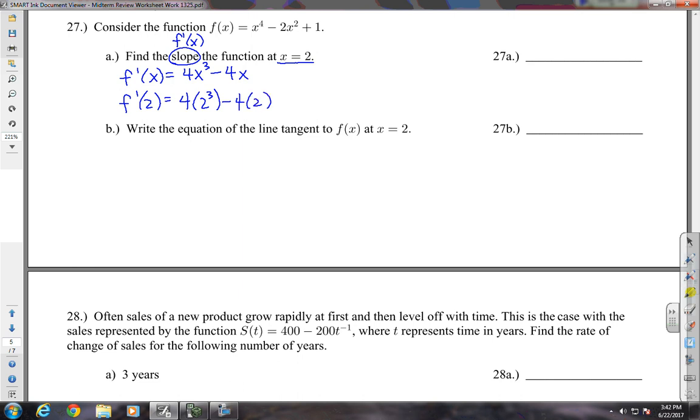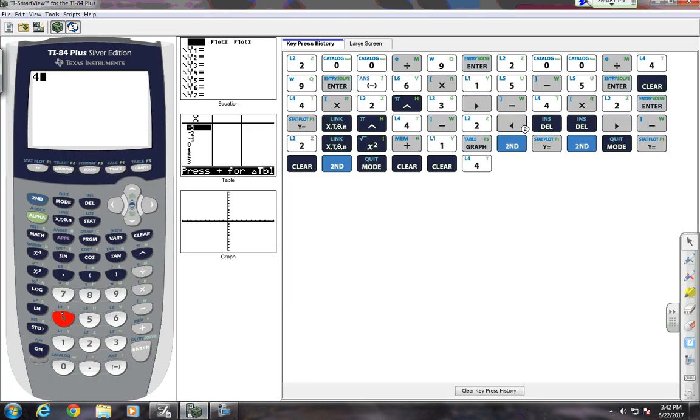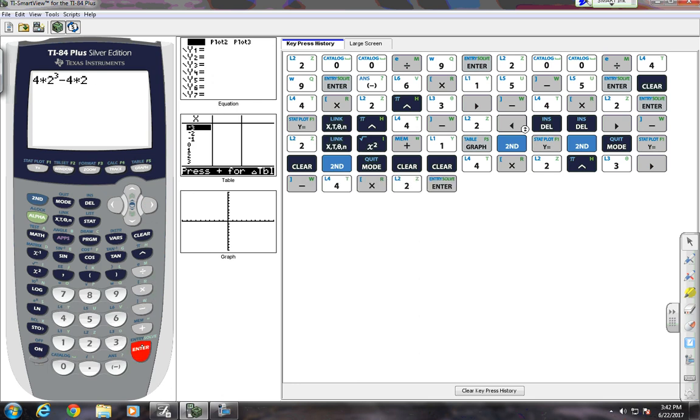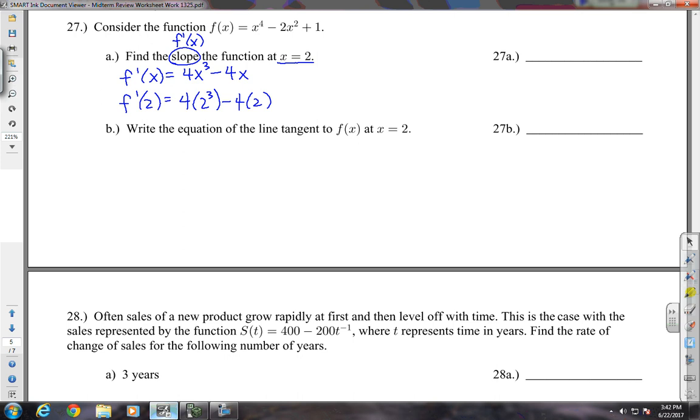So we have 4 times 2 cubed minus 4 times 2. To avoid those common calculation errors that we all make, feel free to punch this into your calculator and make sure you obtain the correct value. We end up with a value of 24. So the slope of our function at x equals 2 is 24.